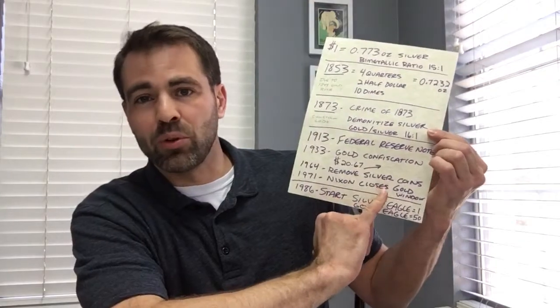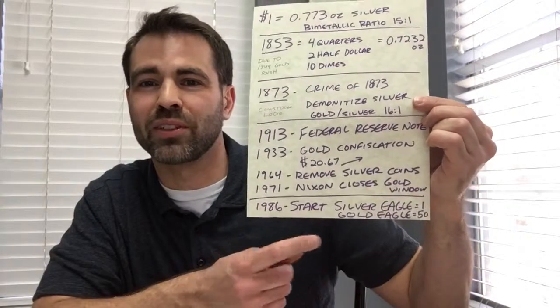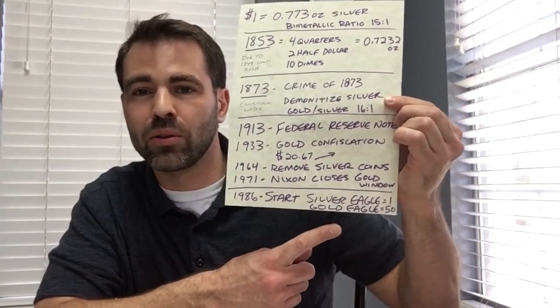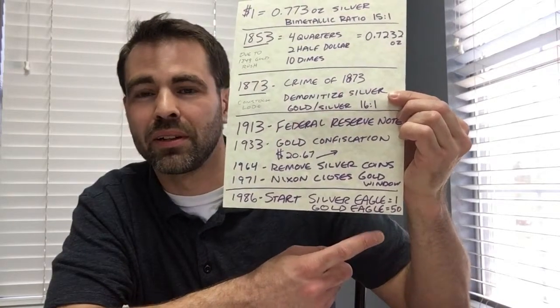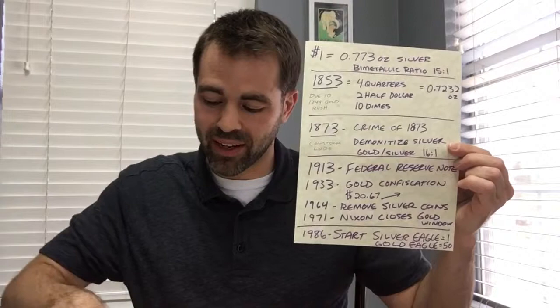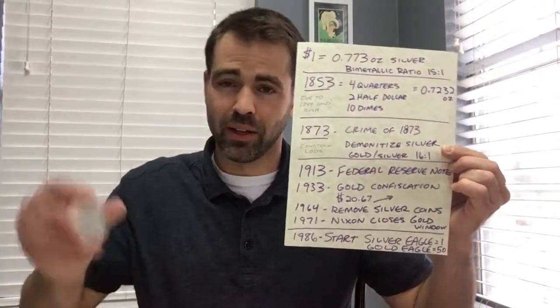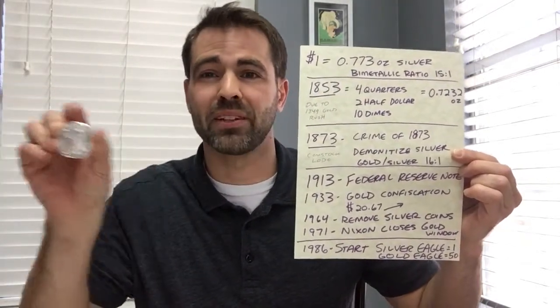1964, as everybody knows, after 1964, they removed the silver from the coins. So again, that 1964 Kennedy was the last 90% silver. 1971, Nixon closed the gold window. But what I want to talk about today is 1986, the start of the Silver Eagle and the Gold Eagle. And think of that ratio where it says 1 to 50. On the back of this Silver Eagle, it says $1. On the back of a Gold Eagle, it says $50. So they have set a 1 ounce to 1 ounce ratio of 50 to 1.